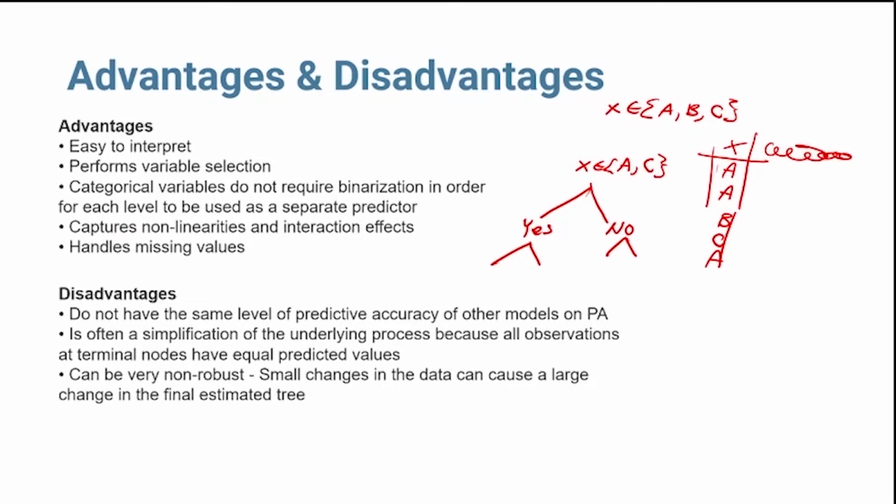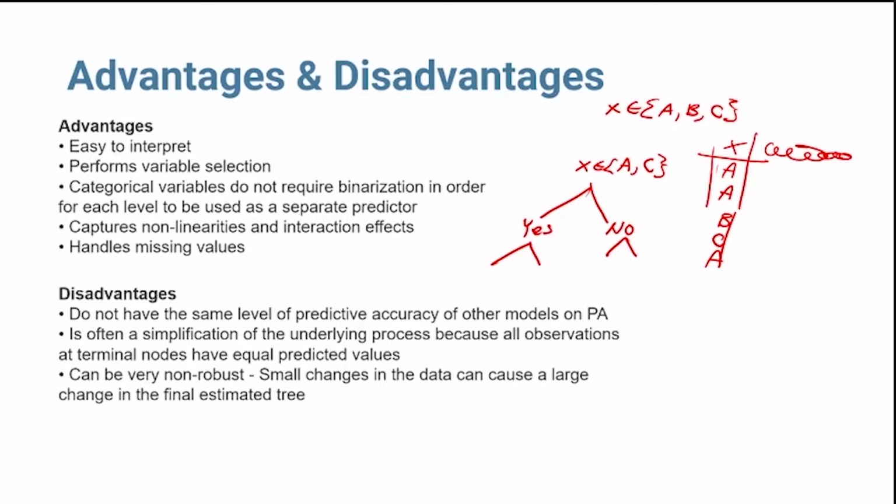So what are the advantages and disadvantages? Frequently on PA, you'll need to choose between different models, and then you will need to justify your results. So it's helpful to memorize this list. The advantages are it's easy to interpret, performs variable selection, and categorical variables do not require binarization in order for each level to be used as a separate predictor.